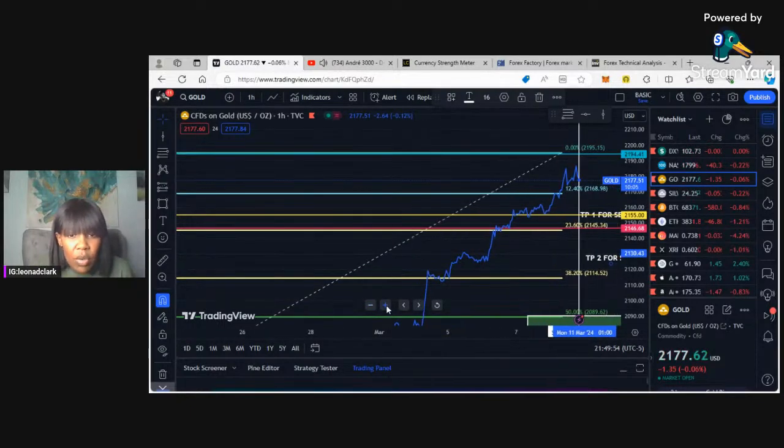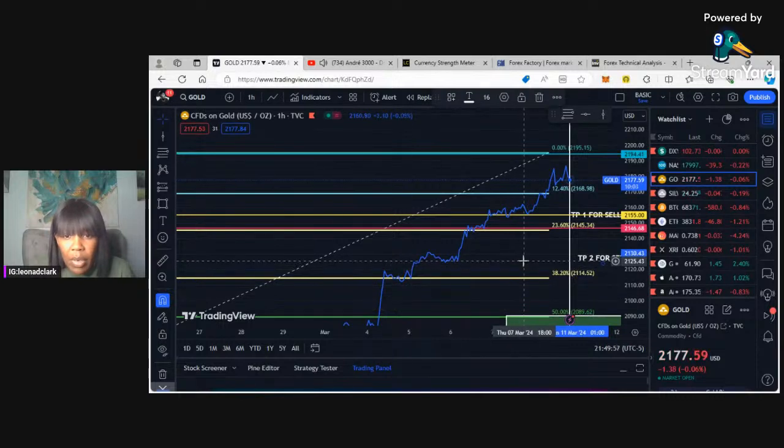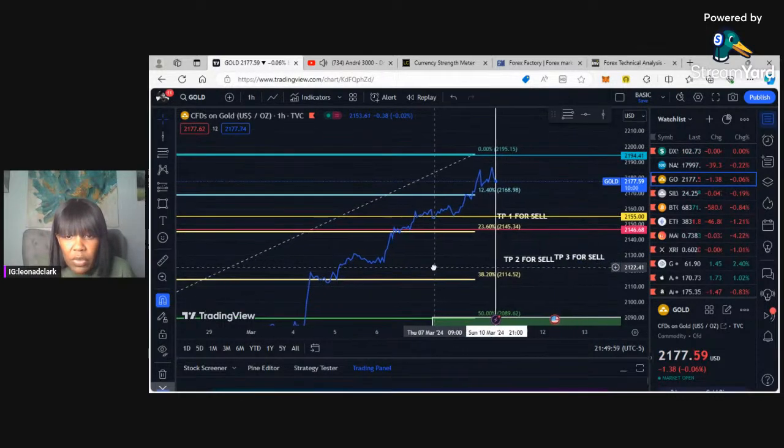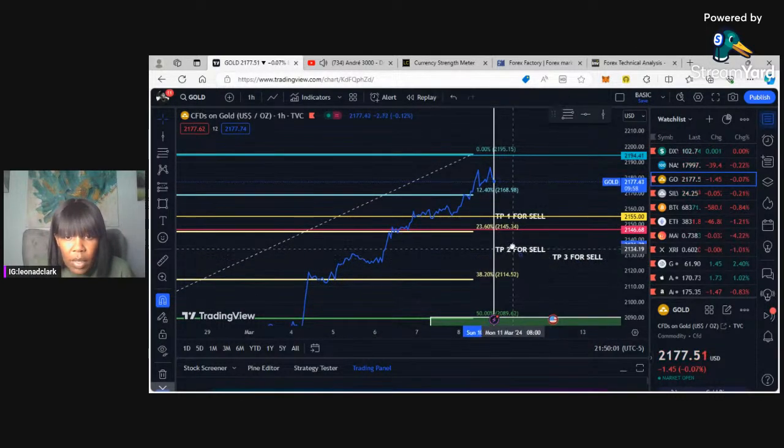Because that price has been going up on gold. So I would actually use this as my take profit 2. And this again, y'all, if this does not work out, I'm gonna change this for a second. I can always come back and just do that.